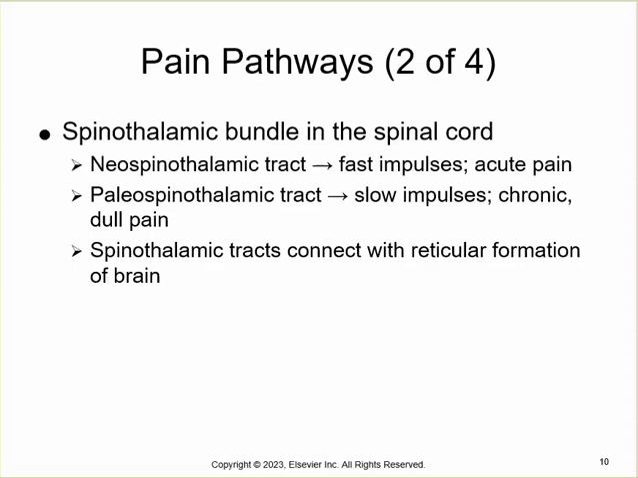It's the new tract, it's seen in higher animals, and it goes to the thalamus from the spine. The paleo, which means old tract, is the slow fibers, the unmyelinated C fibers, and it's the dull pain, and it still ends up in the thalamus. And the thalamus in the brain acts like the switchboard. It sends signals to various places from what's gathered in the thalamus.